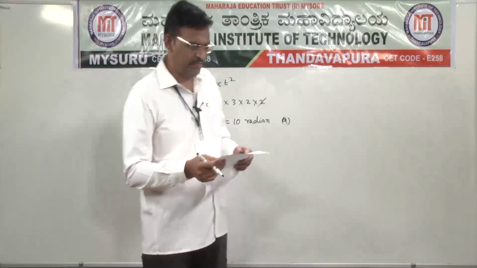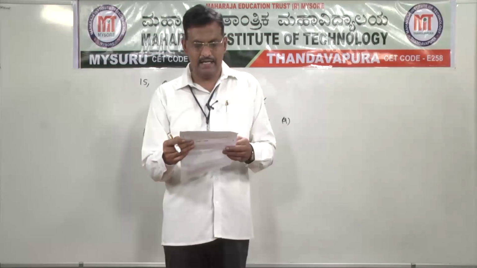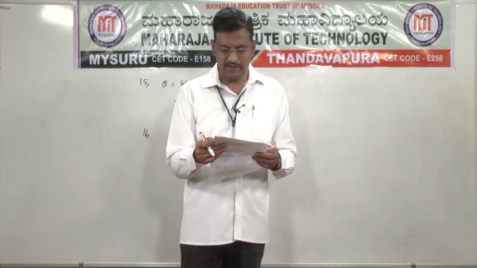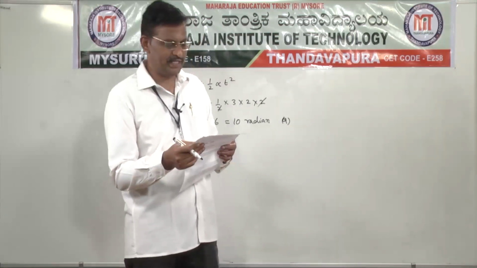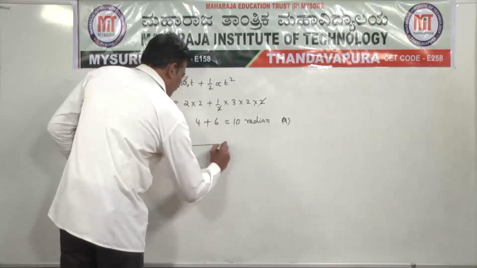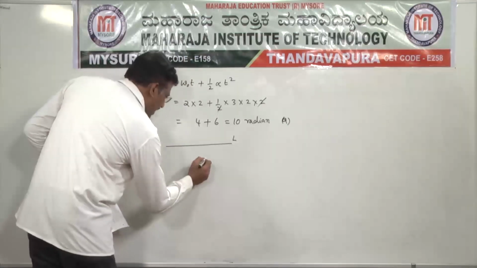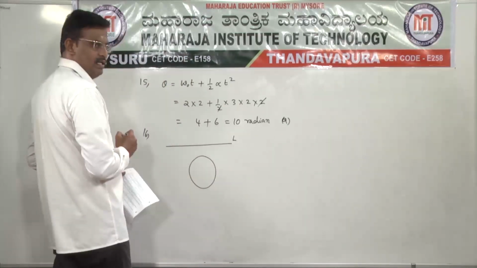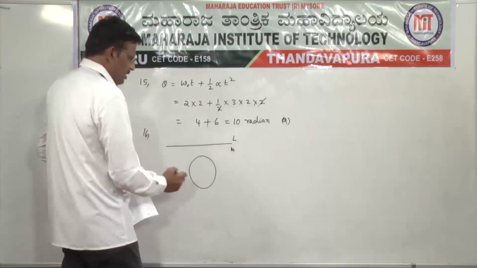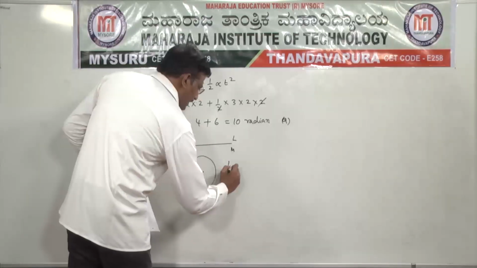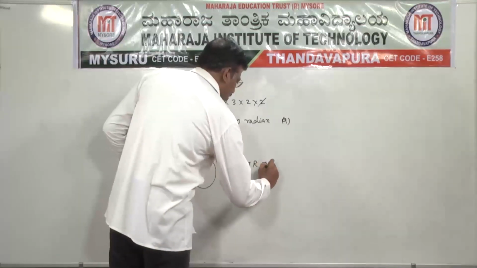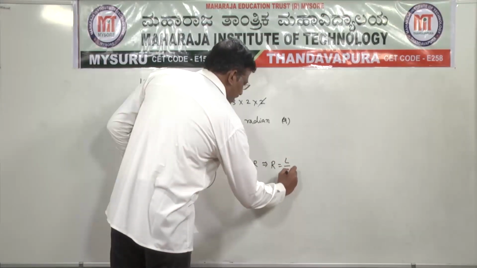Next, 16th question. A thin wire of mass capital M and length capital L is bent to form a circular ring. The moment of inertia of this ring about its axis is. So in the 16th question, a thin wire of length L, mass M, is bent in the form of a circle. When it is bent in the form of a circle, the length of the wire becomes 2 pi r. So from this, r is equal to L divided by 2 pi.